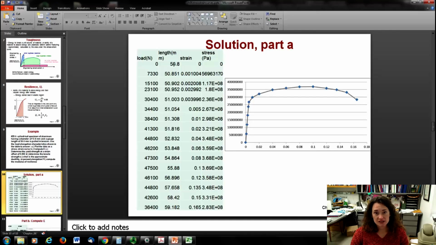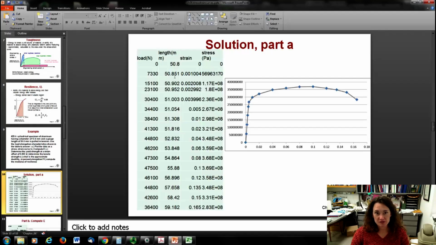So I used this initial length and the information given for the diameter of 12.8 millimeters to calculate the stress. I took this load column and divided it by pi r squared to calculate the stress, which is in the last column. And then for the strain, I took the length at any given point and subtracted off the initial length and then divided by that initial length.